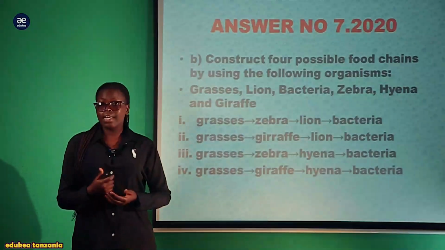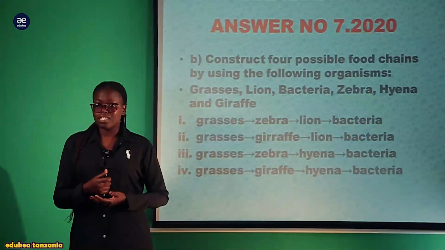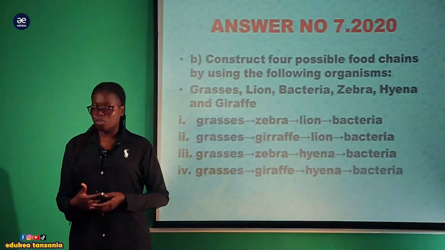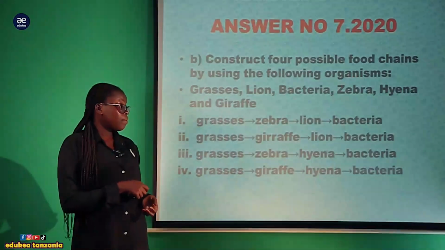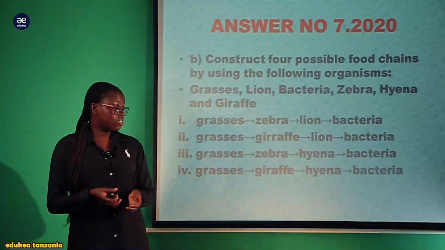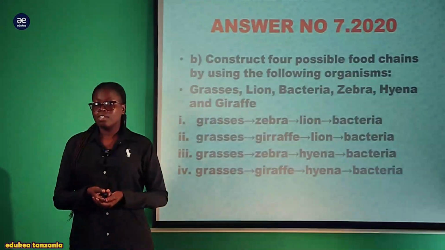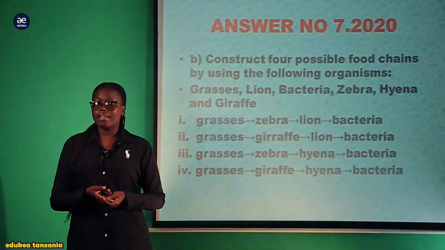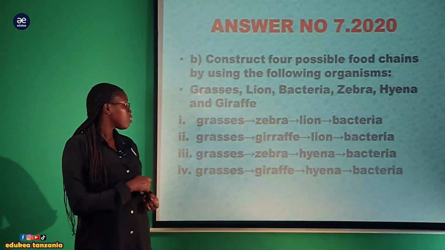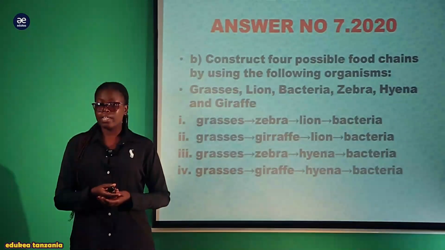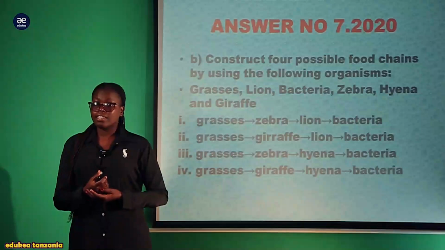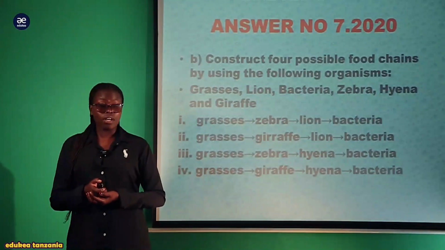Second, lion. Lion huyu hapa anakula nyama. This is carnivore. Bacteria. Bacteria huyu hapa anakula mabaki. These are the decomposers. Zebra. Zebra anakula nyasi au anakula nyama? Huyu hapa ni herbivore. Hyena. Huyu ni fisi. Fisi anakula nyama. Vilevile giraffe. Giraffe huyu hapa ni twiga. Twiga anakula majani.